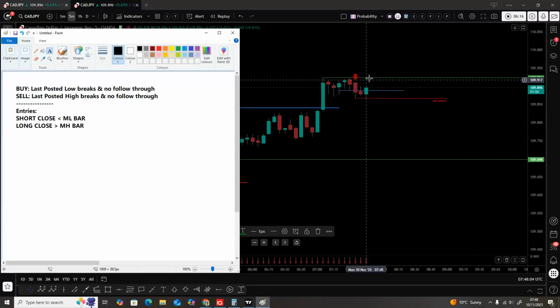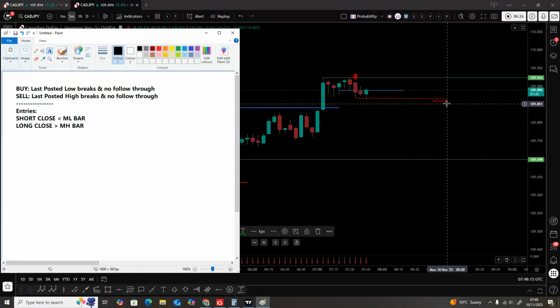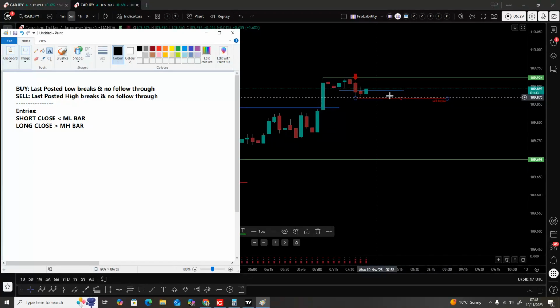So this becomes an invalid setup when price breaks above here and closes above here. As long as we don't have a close above this green line, but we have a close below the momentum low, we will take a short trade and put our stop loss here.